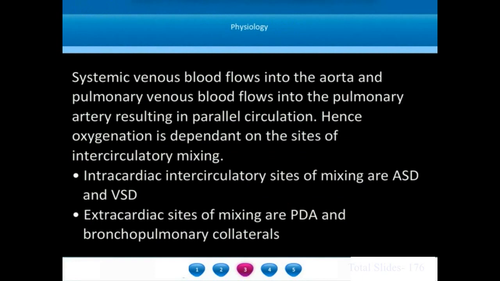In transposition of great arteries, the systemic venous blood returns back into the aorta and the pulmonary venous blood returns back into the pulmonary artery. This results in parallel circulation. The oxygenation of the systemic arterial blood will totally be dependent on the sites of intercirculatory mixing. The intercirculatory mixing can be intracardiac at atrial septal or ventricular septal level, or extracardiac at the level of ductus arteriosus or bronchopulmonary collaterals.